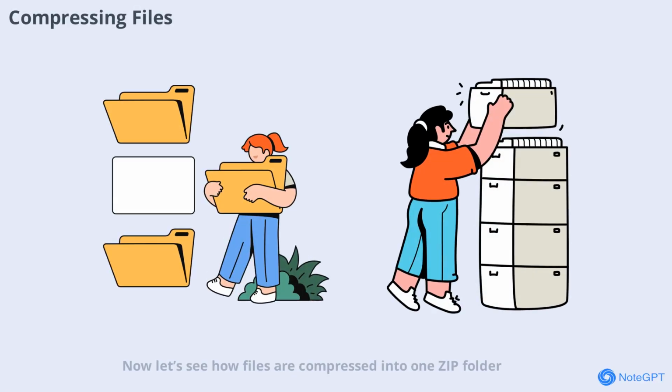Now let's see how files are compressed into one zip folder. When you select multiple files and compress them, the computer packs them tightly into a single zip file. This process is called compression. It reduces the total size of your files, making them easier to store and faster to transfer. Think of it like putting clothes into a suitcase. Everything fits neatly and you can carry it all at once. This is especially useful when you have to send large files over the internet or save space on your device.